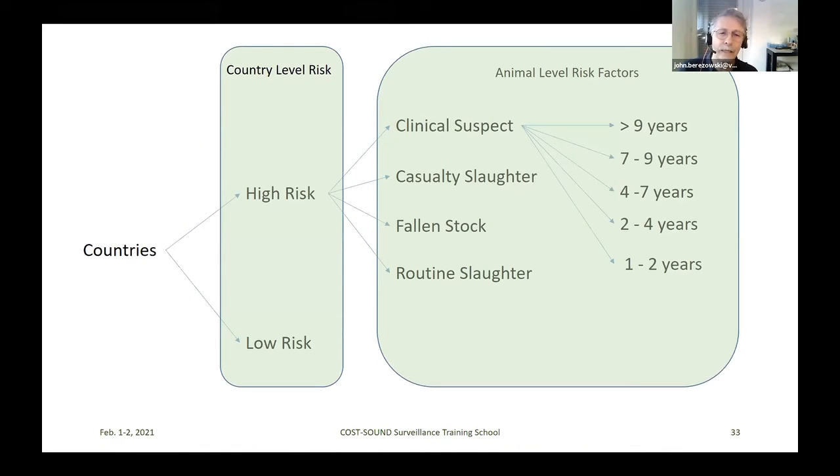And if you break that down into a decision tree, there are country level risks, and there are animal level risk factors. The animal level risk factors are based on how the animal exits the population and the animal's age. So those were the 3 risk factors that were used to focus surveillance on certain subgroups in the population. So that changed the way we look at surveillance.